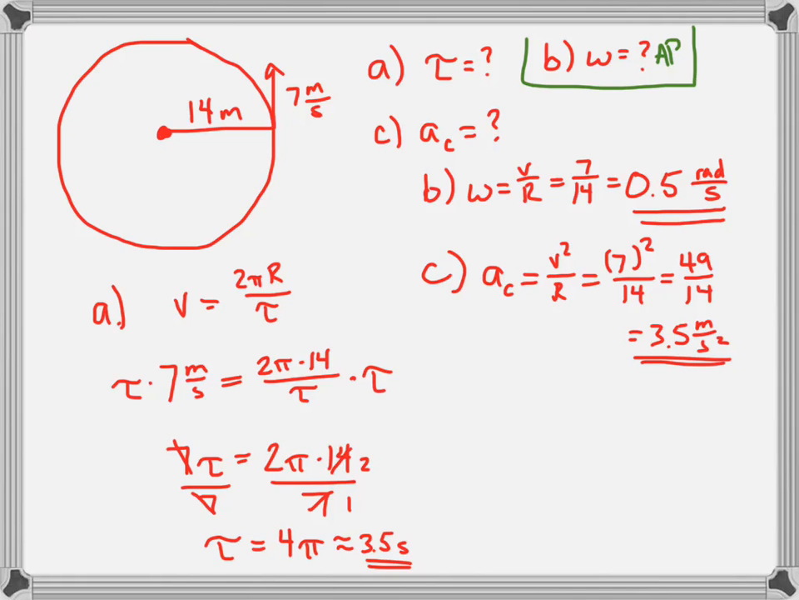Okay, there you go. So that's an example of calculating period and angular velocity and centripetal acceleration. All right, hope you found this educational, and look forward to teaching you more about circular motion in class soon.